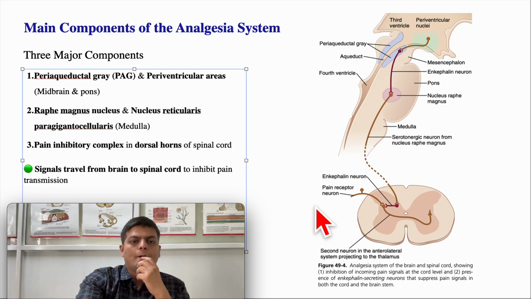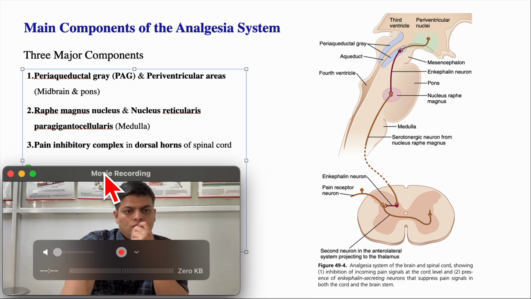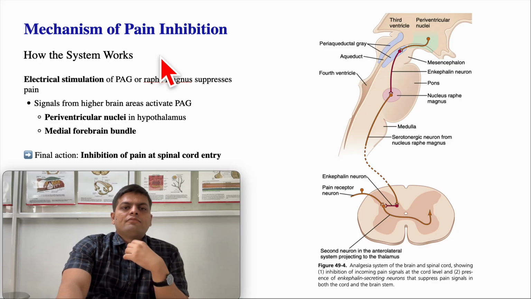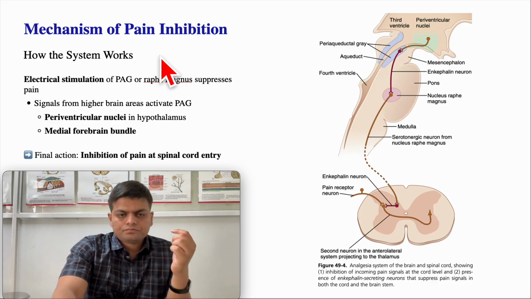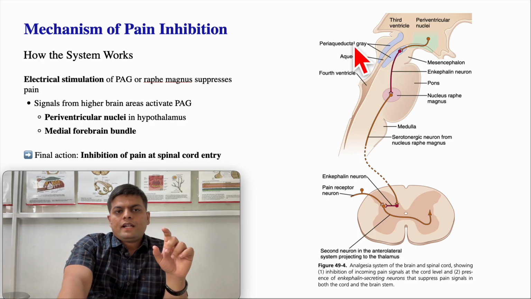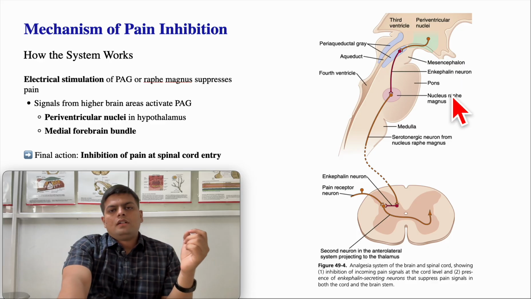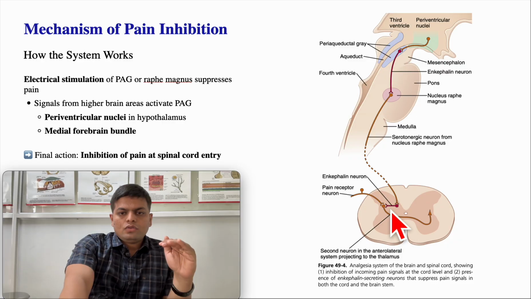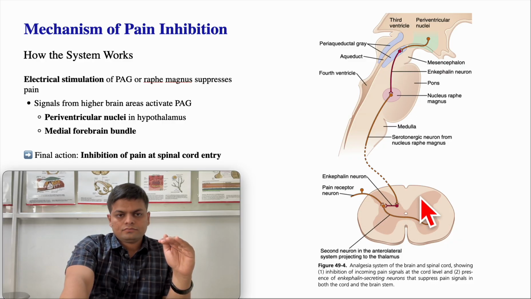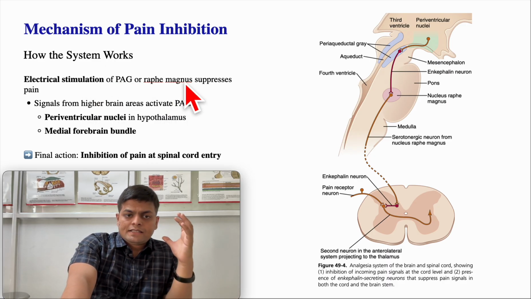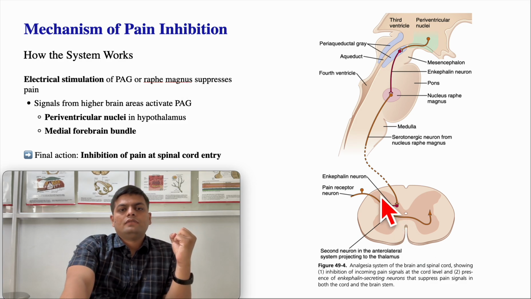Okay, now mechanism of pain inhibition, how the system works. Periaqueductal gray over here and nucleus raphe-magnus send the signal to the dorsal horn of a spinal cord. Okay, a stimulation of periaqueductal gray and raphe-magnus can significantly reduce the pain at the level of a spinal cord.